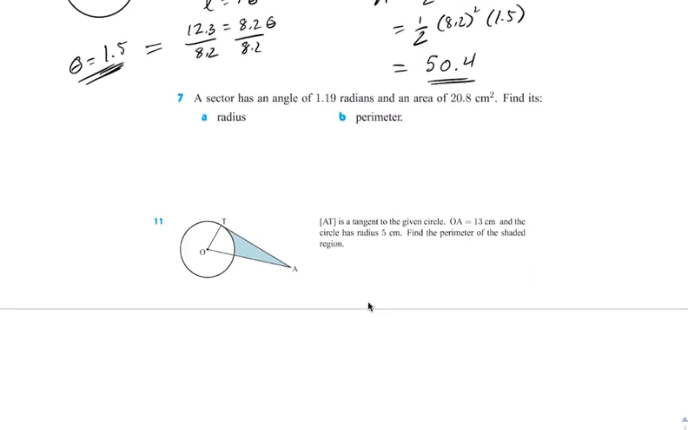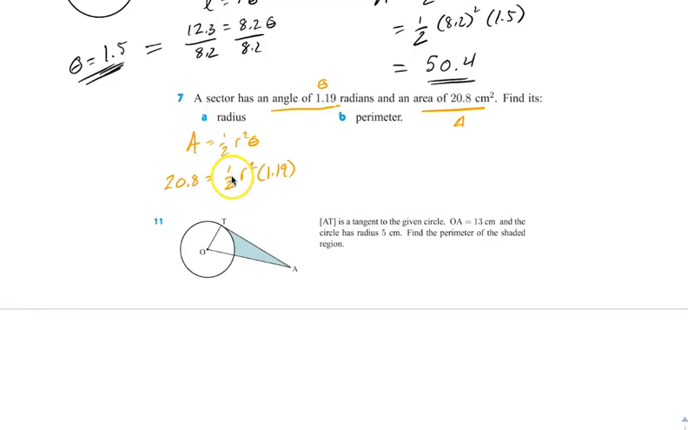So similar idea. A sector has an angle of 1.19 radians, that's my angle, and an area of 20.8. They want me to find the radius. Well, I have the area, so let's put down the area formula, and plug in what I know. I have the area is 20.8, and I have an angle of 1.19. So 20.8 equals 1/2 r squared times 1.19.